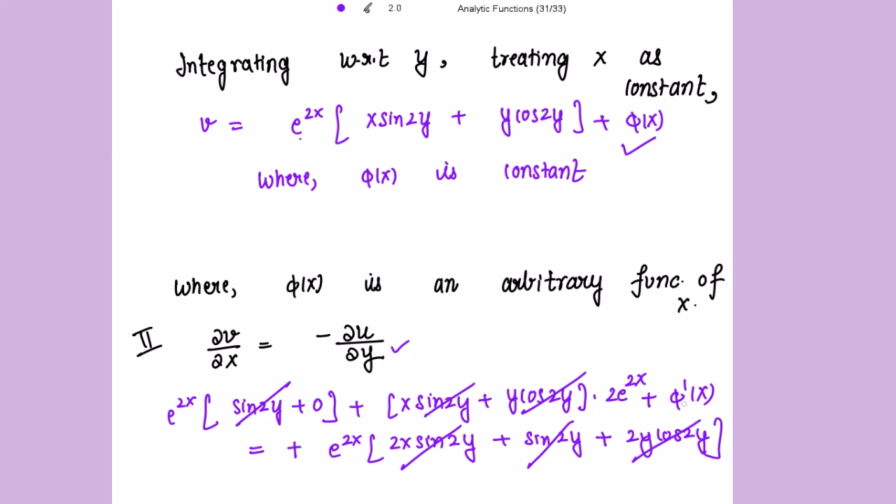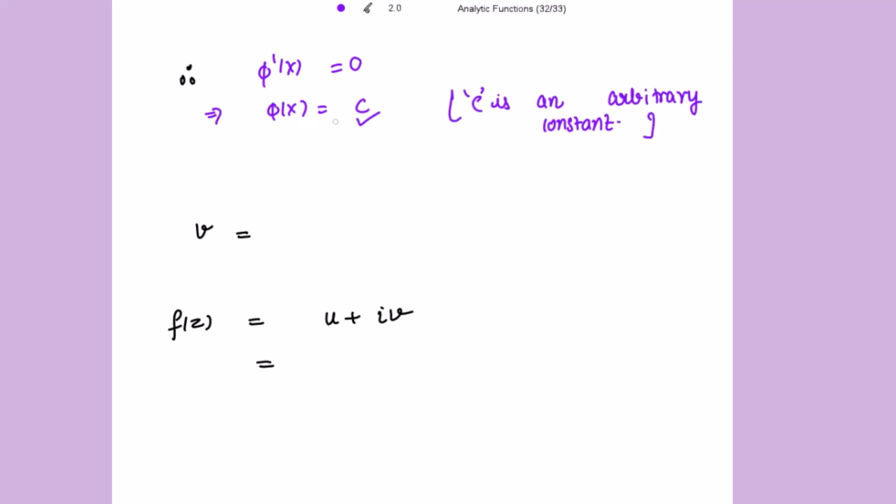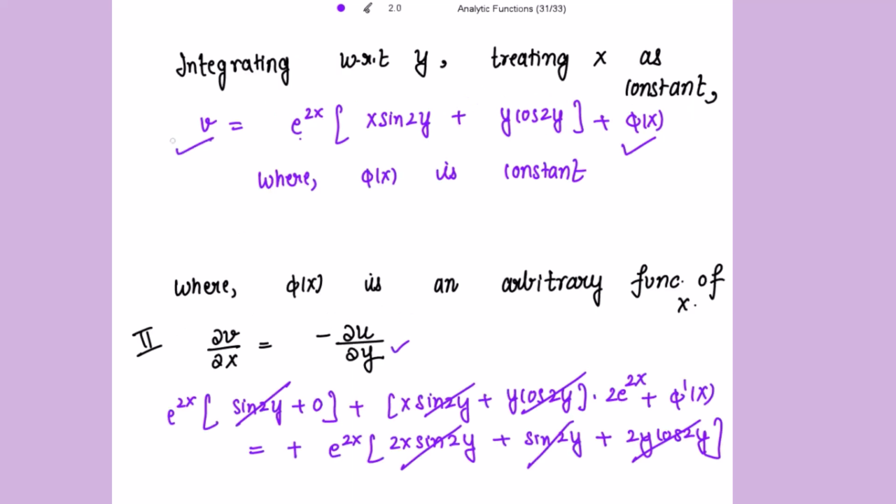So remaining, I am having only φ'(x), right? So this is φ'(x) equal to 0. So therefore φ'(x) is equal to 0. So this implies φ(x) is some constant, right? So C is an arbitrary constant. And writing the value of φ(x) equal to C in V, I'm having V is equal to e^(2x) into x sin 2y plus y cos 2y plus φ(x). Just put the value of φ(x) over here and get your V.